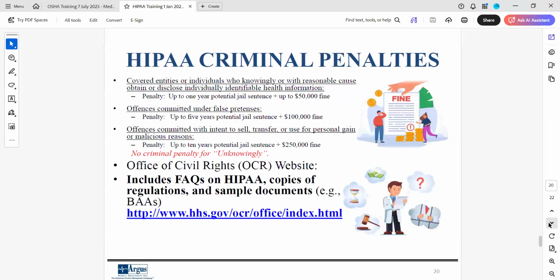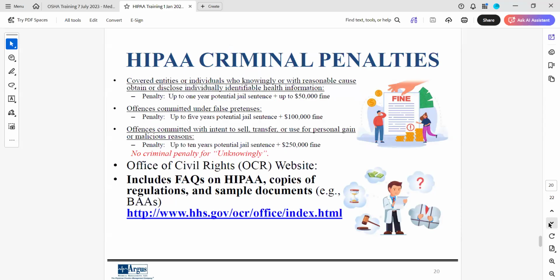Now, there are criminal penalties. And here are the criminal penalties. Covered entities or individuals who knowingly or with reasonable cause obtain or disclose individually identifiable health information. The penalty is up to 1 year of a potential jail sentence and up to a $50,000 fine.